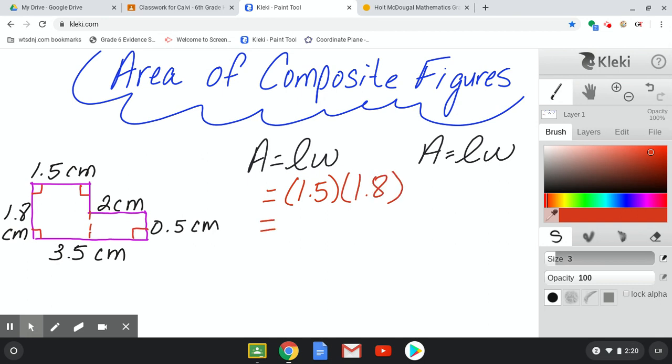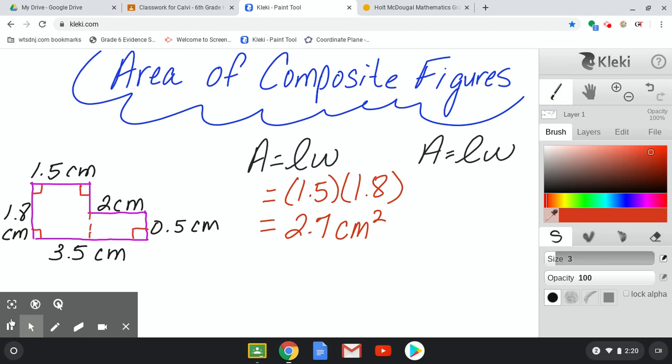So this is the part you're going to be showing for your work, and then for the actual calculation, I keep telling you, you can use your calculator for this portion. So you would do 1.5 times 1.8 in your calculator to get you 2.7, and remember, area is always squared, so squared centimeters.